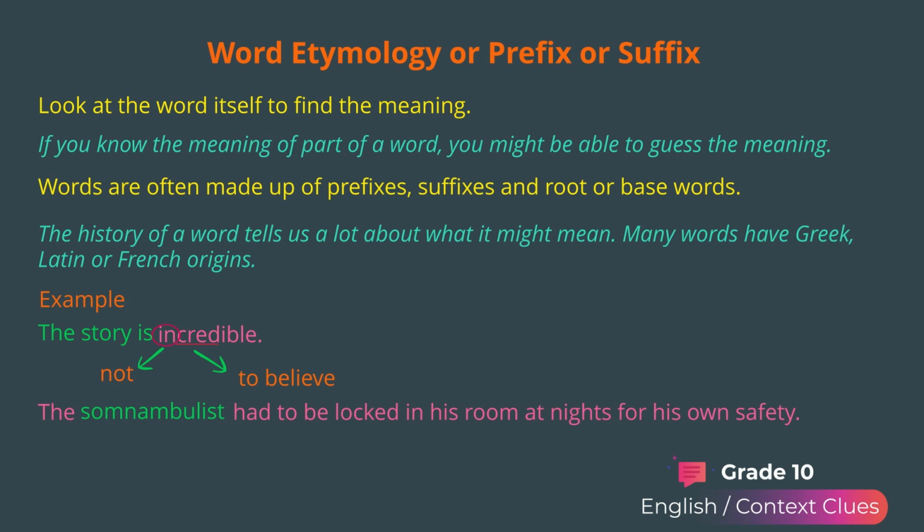The somnambulist had to be locked in his room at nights for his own safety. If a reader knows the meaning of ambular, walk, and somn, sleep, and sees the sentence, the reader may realize that a somnambulist is a sleepwalker.